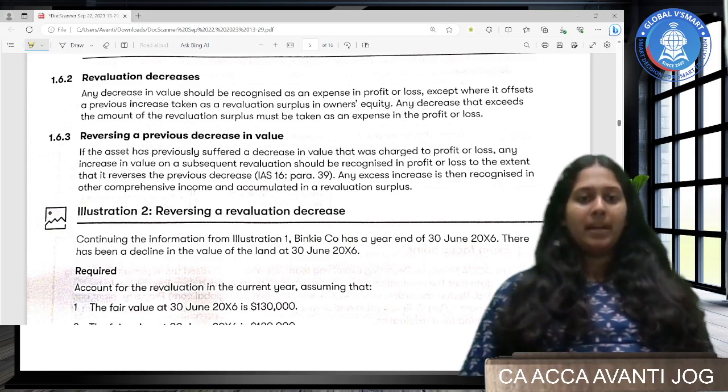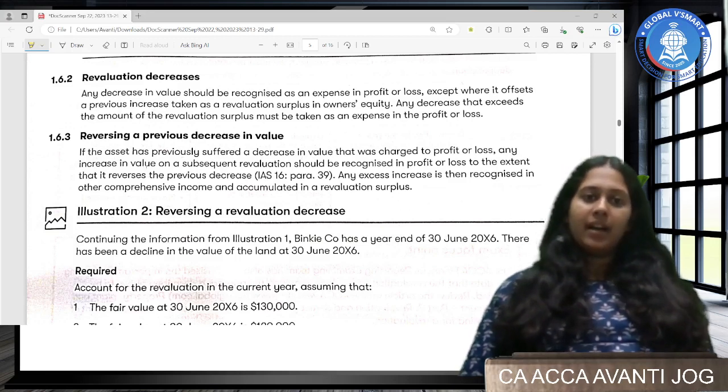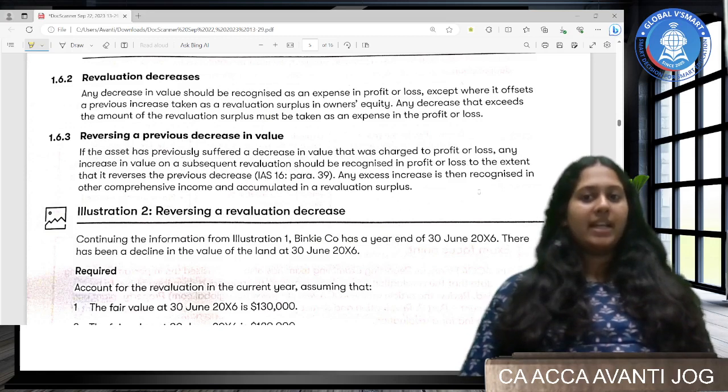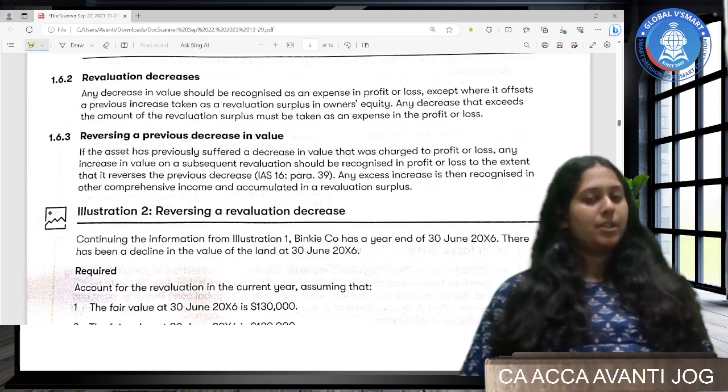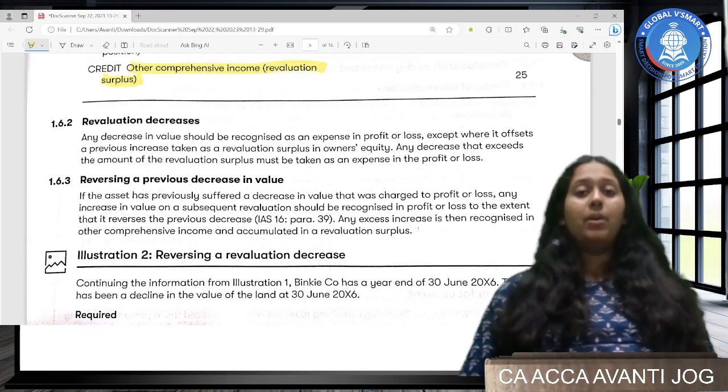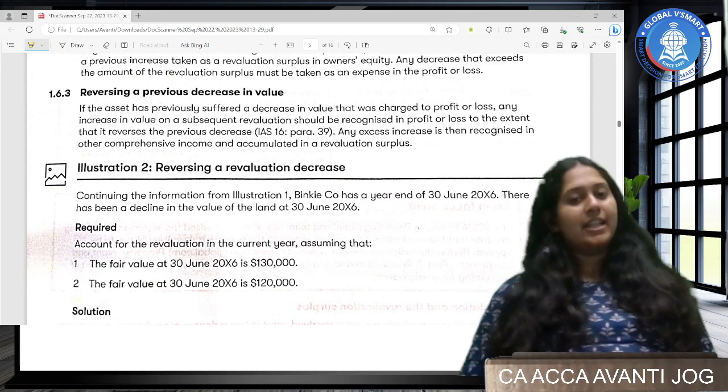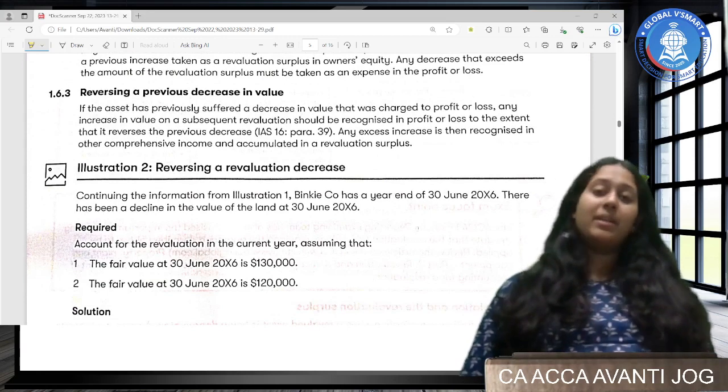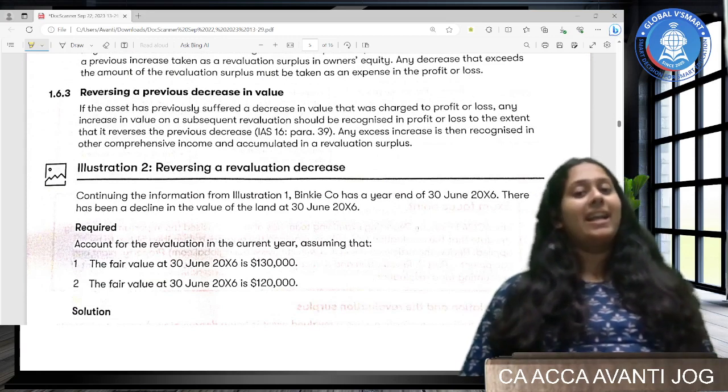So, what do we mean by this? If an asset has previously suffered a decrease, any increase in value subsequently should be first taken to P&L to the extent it reverses the previous decrease. Excess should be taken to revaluation surplus. So, I will first explain how you book the revaluation decrease. Revaluation decrease is when the market value falls below your carrying amount.